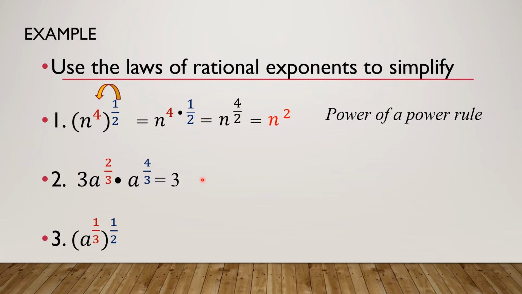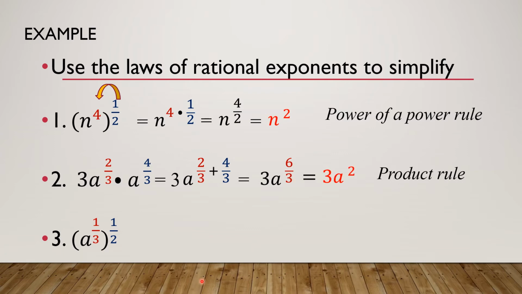Then, copy the common base. In this case, we're going to use the product rule. So we're just going to copy the common base, then add the exponent. Then since the exponents are similar fractions, we're just going to add the numerators, then copy the common denominator. So we have 3a raised to 2 plus 4 is 6 over 3. Then, simplify. 6 over 3 is 2. Then, the answer is 3a squared.